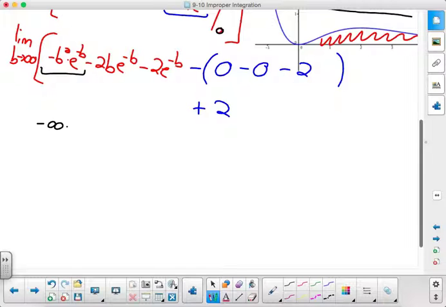What is it? 0. It gets really, really small. So this is like infinity to the negative infinity to the 0 power. So that's what kind of answer? That's an indeterminate form, right?